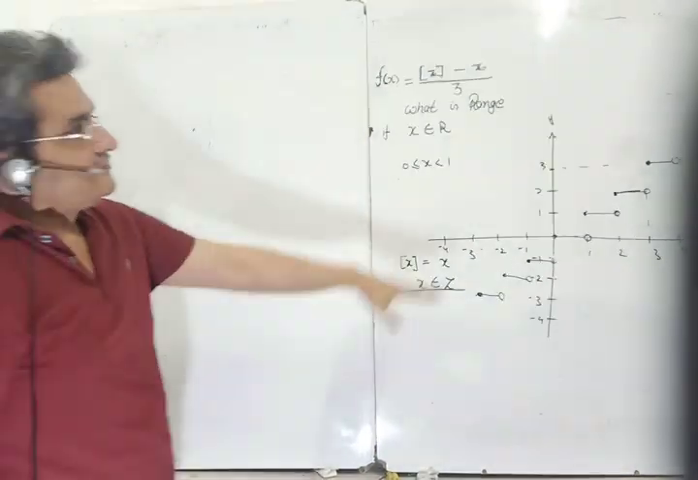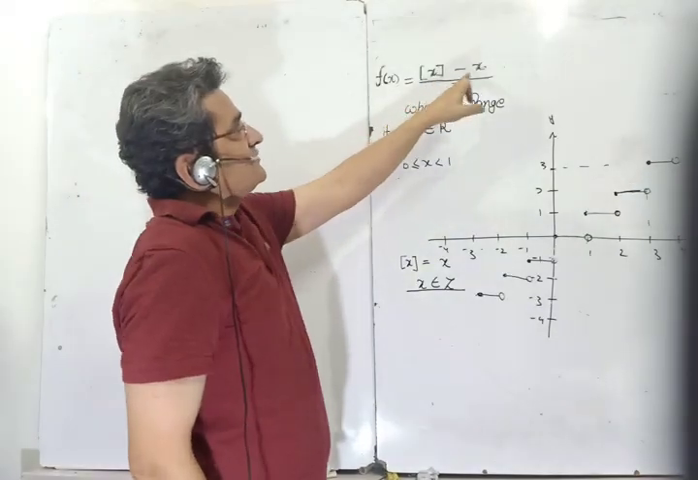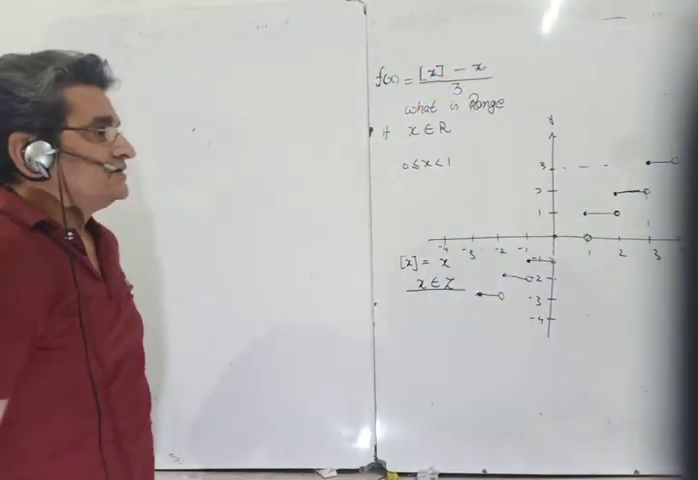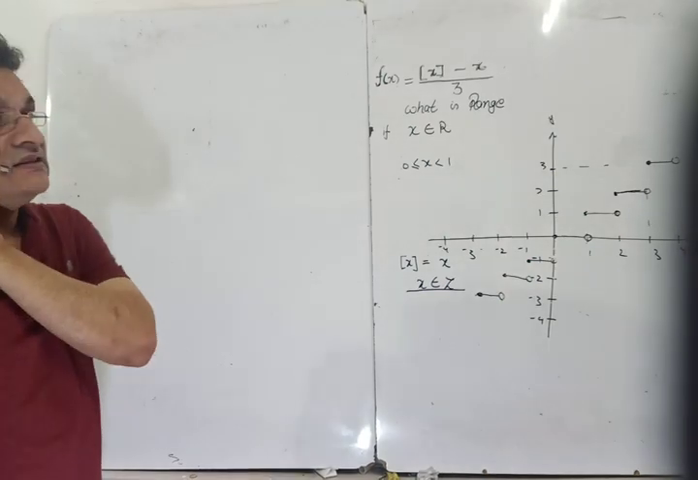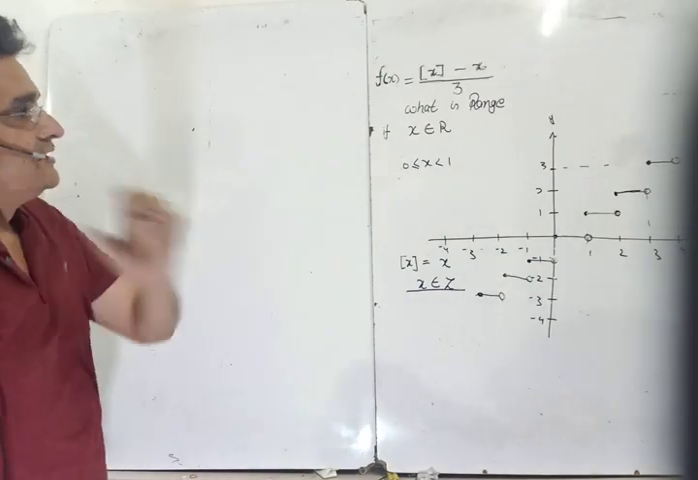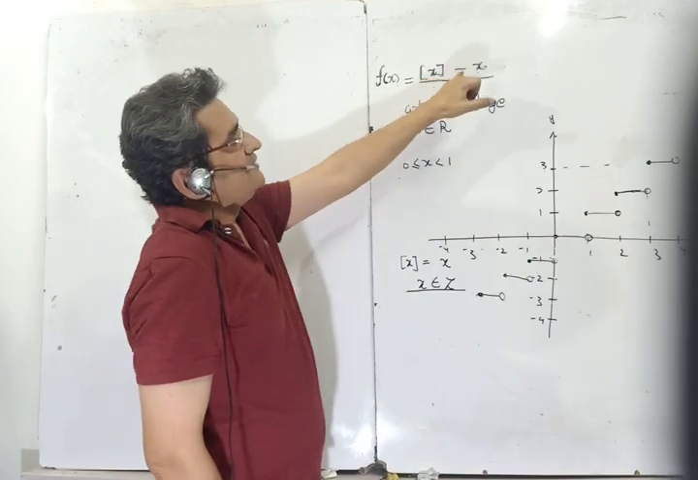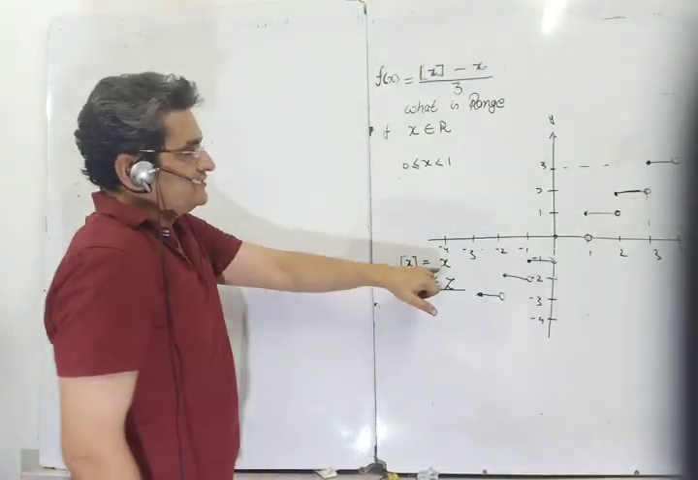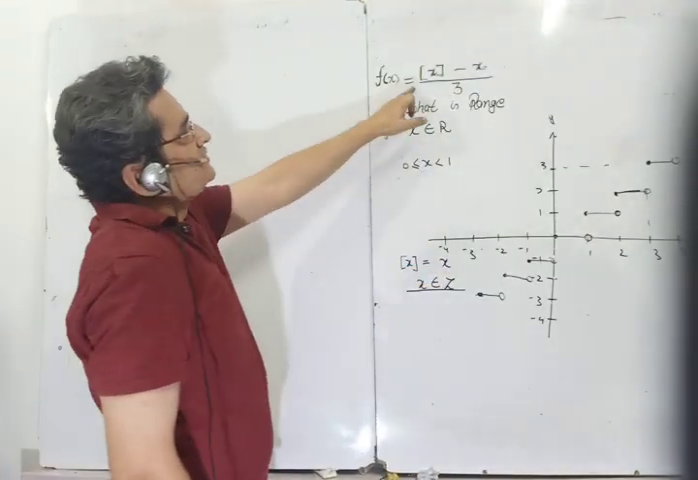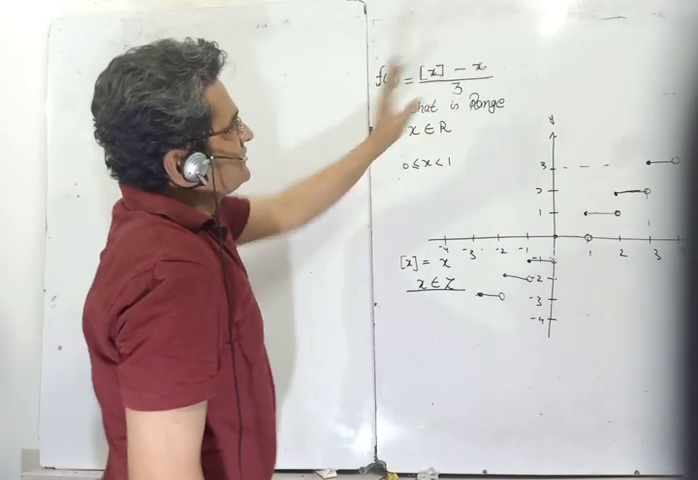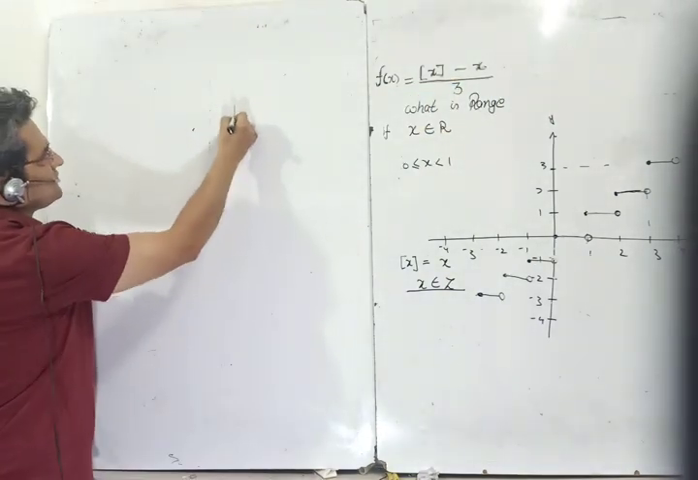Now this is pretty simple, but when it becomes [x] minus x upon 3, what happens in that case? First of all, interestingly, you will see that whenever x is an integer, [x] is equal to x. So for all integers, f(x) will be 0, sorry.